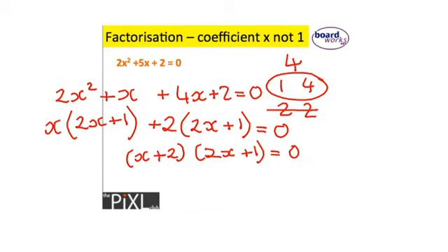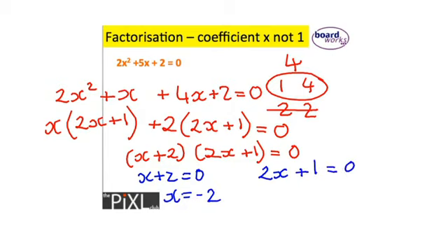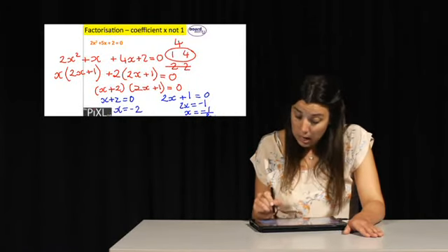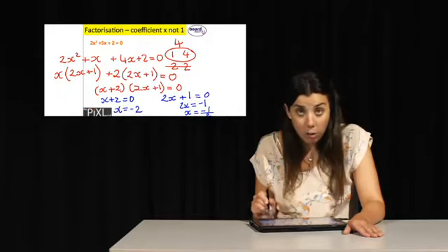Then we need to find our two solutions. So our first bracket, x plus 2 equals 0. So x equals negative 2. And our second bracket, 2x plus 1 equals 0. Step 1, 2x equals negative 1. Step 2, divide through by 2. x equals negative 1 over 2, which is negative a half. So our two solutions are x equals minus 2 and x equals minus a half.